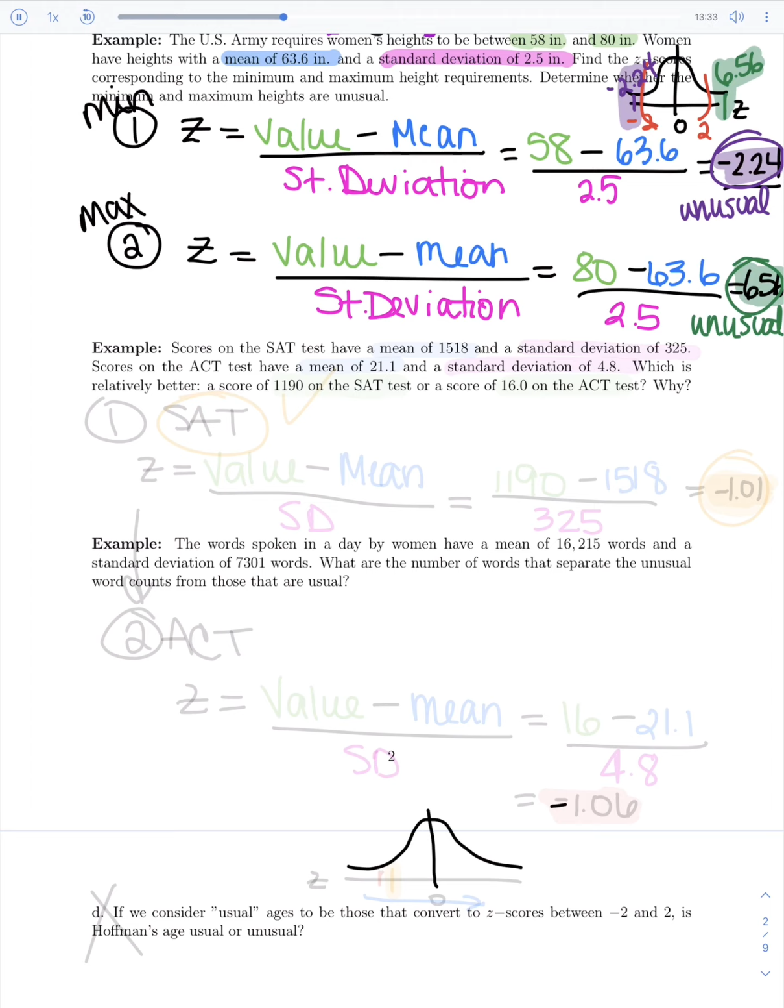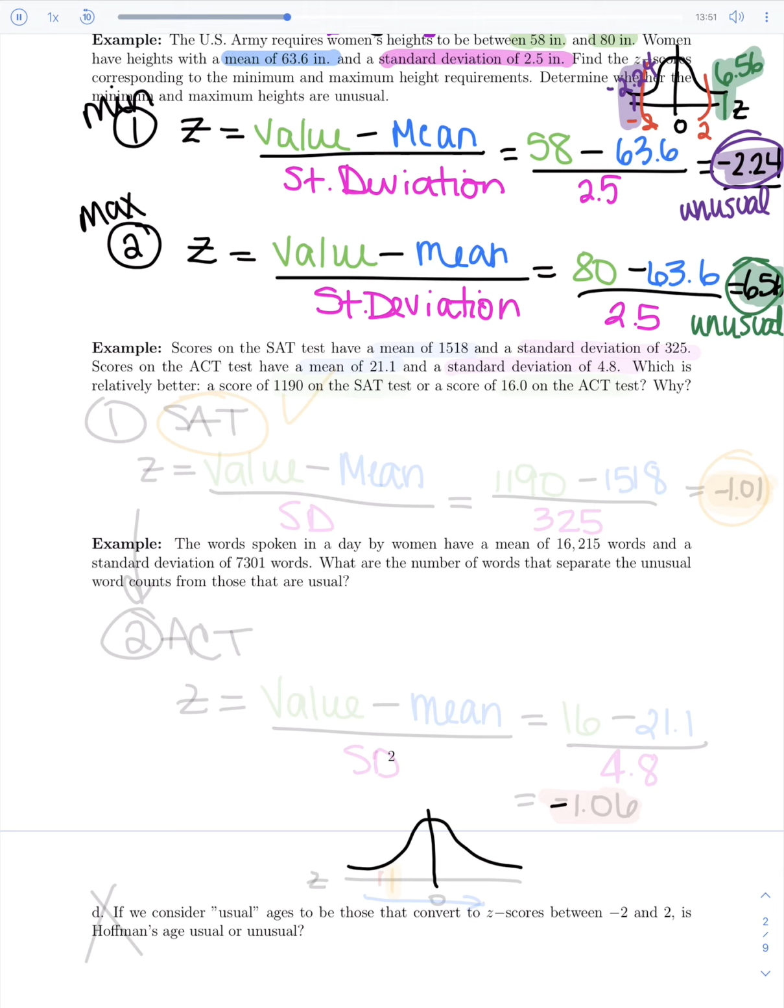Well, right now they seem like apples and oranges. SAT scores are one thing, ACT scores are another. But if I can turn them both into z-values and put them on the same picture, I should be able to tell which one's actually a better value. And then it's more like comparing apples to apples.